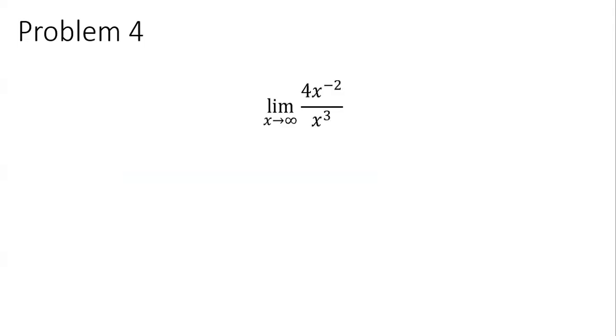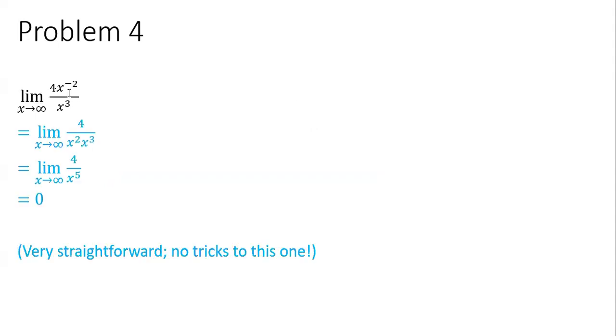Okay, last limit. Limit as x approaches infinity of 4x to the negative 2 over x to the 3rd power. Hopefully this was simple enough that this is not a special one. In my opinion, it's pretty straightforward. We just move the x to the minus 2 into the bottom of the fraction as a positive exponent. So it's 4 over x to the 5th. We take the limit as x approaches infinity. The bottom will blow up, which means we're approaching 0.